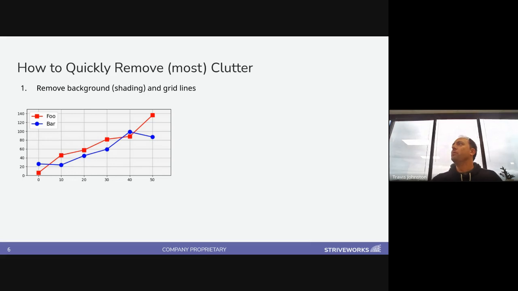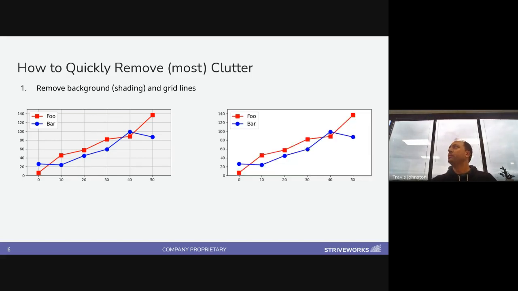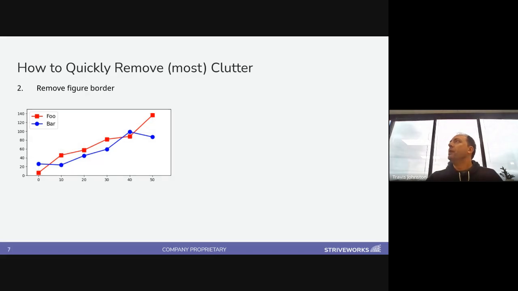So step number 1 is remove background shading and grid lines. And I know that's popular. There's a lot of frameworks that sort of put those in by default. I know a lot of people are fans of Seaborn, a Python plotting library, which kind of does this by default. Those are not needed. So you can just remove them. It's very easy. Borders also not needed.